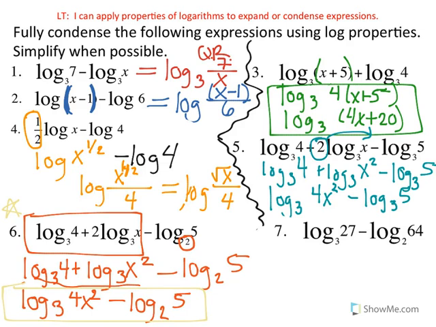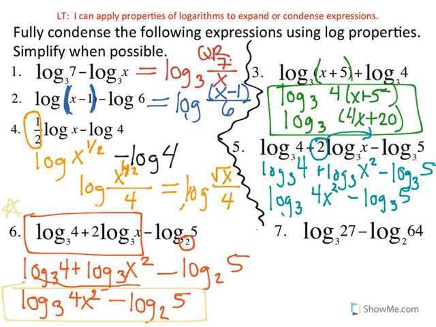Last one on this slide, number 7. I've got log base 3 of 27 minus log base 2 of 64. Okay. Well, the good news is that I don't see any variables, so that's nice. Even though we're not solving equations yet, we'll do that next class. But there's no variables. What is the base of each of my logarithms? My first one has a base of 3. My second one has a base of 2.